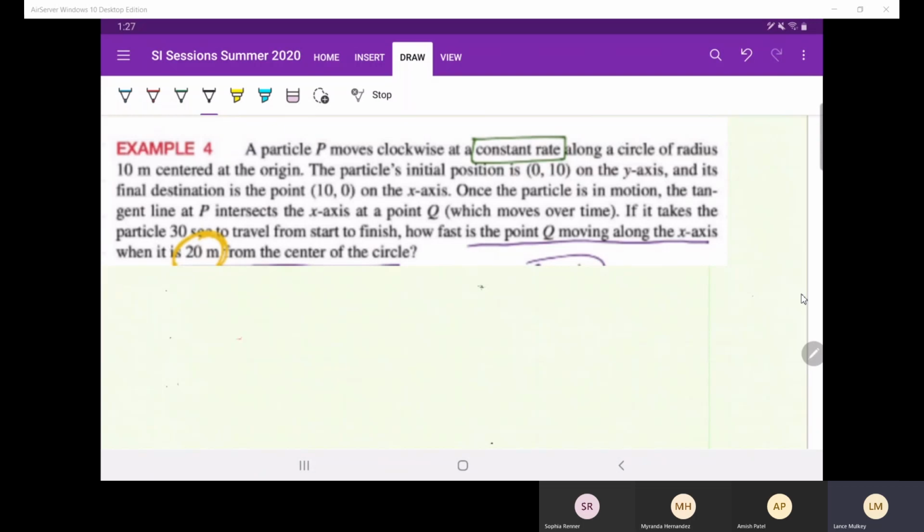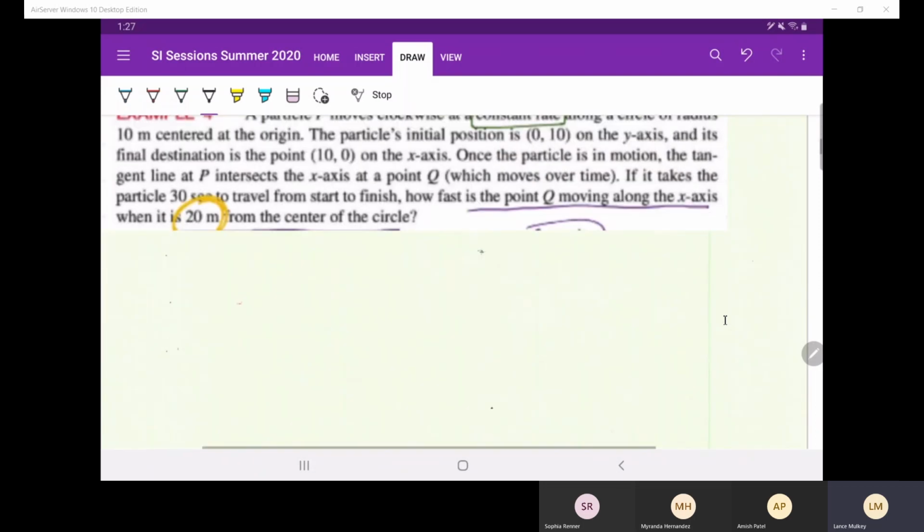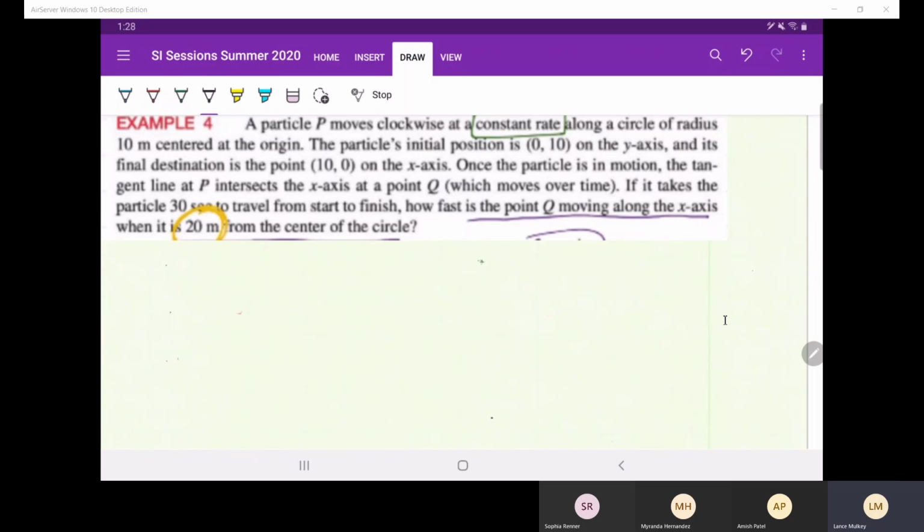So in this problem, a particle P moves clockwise at a constant rate along a circle with a radius of 10 meters centered at the origin, meaning that the radius is always 10 meters, so that's your constant value. It will never change. The particle's initial position is (0, 10), so on the y-axis. That makes your life a little bit easier. And its final destination is at (10, 0) on the x-axis, which is basically just a quarter.